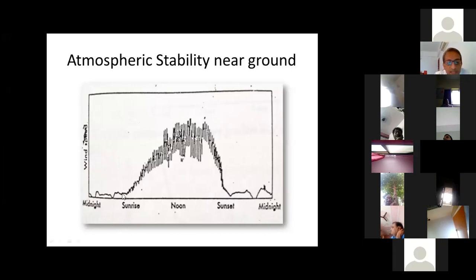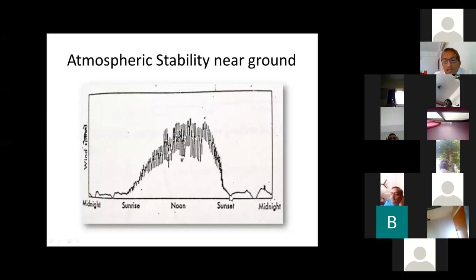So the stable condition suppresses the mixing of the pollutant with the atmosphere. The unstable condition enhances the mixing of the pollutant with the atmosphere. So this is a good thing from the point of view of air pollution, and therefore we are not considering this part of it. So we are considering only the stable condition here, and a small neutral condition.